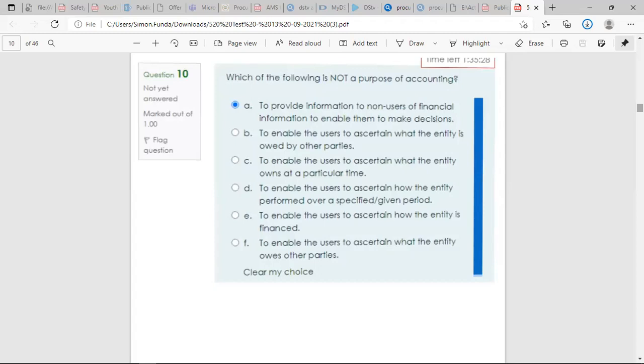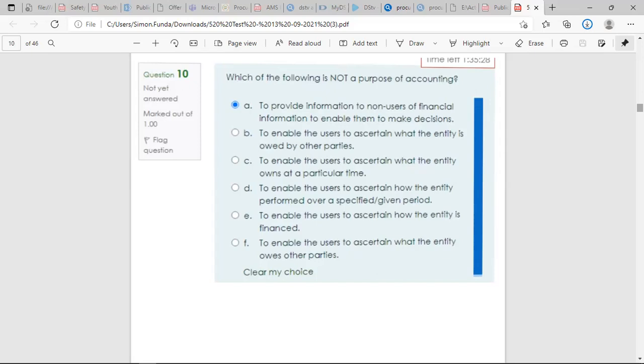We prepare accounts so that the users can know what the company is owing other parties, to enable the users to ascertain what the entity owes at a particular time. So this is also our duty. This is also the purpose of accounting. You prepare so that you know at any particular time what you owe as a company. Then D, to enable the users to ascertain how the entity performed over a specific or given period. So it is also the purpose of accounting.